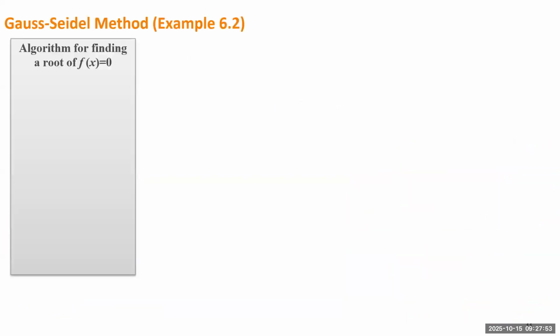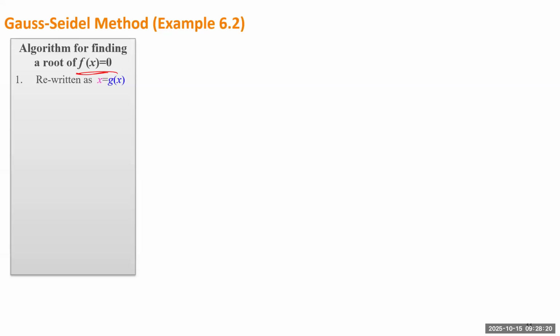Then we talk about the Gauss-Seidel method. The Gauss-Seidel method is basically just to find a root, a single root, of this nonlinear equation. So f can be any function. To use this method, f doesn't need to be smooth. It can be any function.